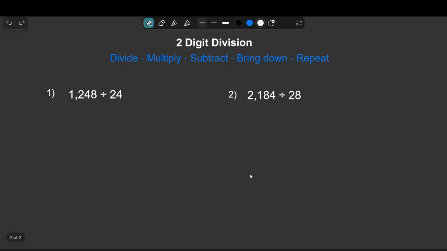So, we have two examples here, starting with 1248 divided by 24. We're going to take 4 steps to solve this division problem. The first step is divide, then multiply, then subtract, then bring down, and the last one, we just repeat the same 4 steps all over again till we're done.